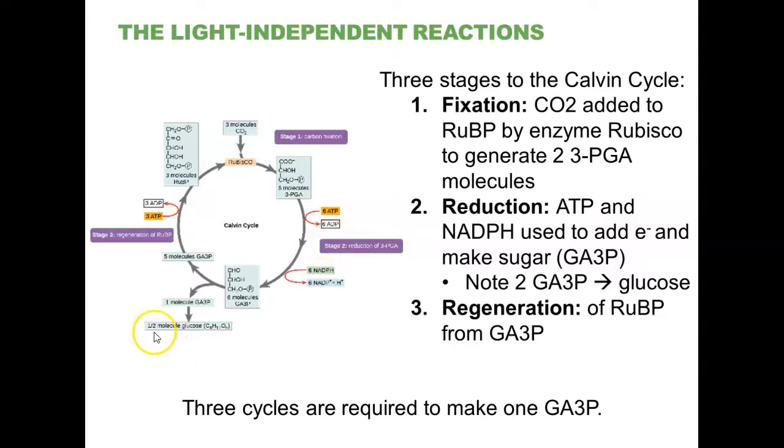So to get an entire molecule of glucose will require 6 CO2, 18 ATP, and 12 NADPH. So there's your balanced reactions. 3 cycles are required to make one of these 3-GP half sugar molecules.